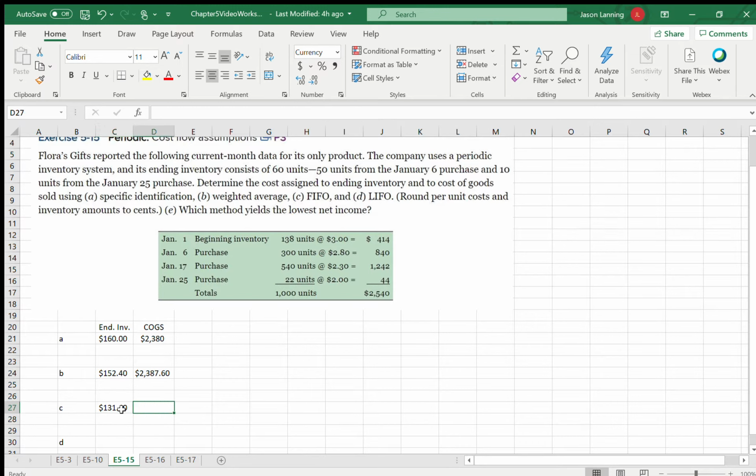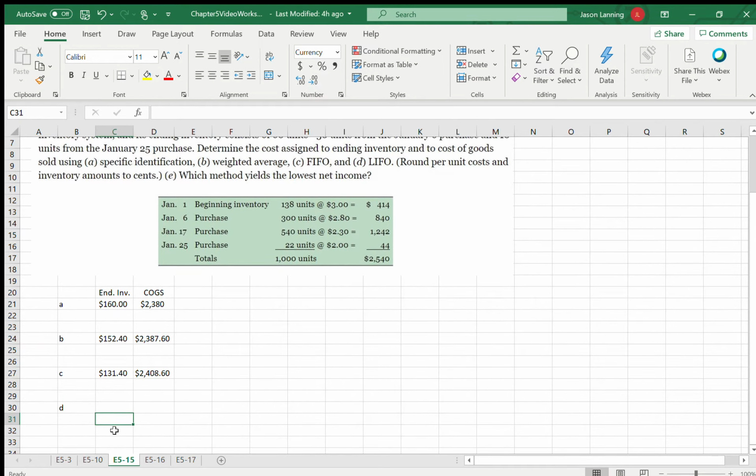And then again, with cost of goods sold, all we have to do is take our 2,540 and subtract it. So 2,540 minus 131.40 means we have cost of goods sold here in a FIFO system of 2,408.60.